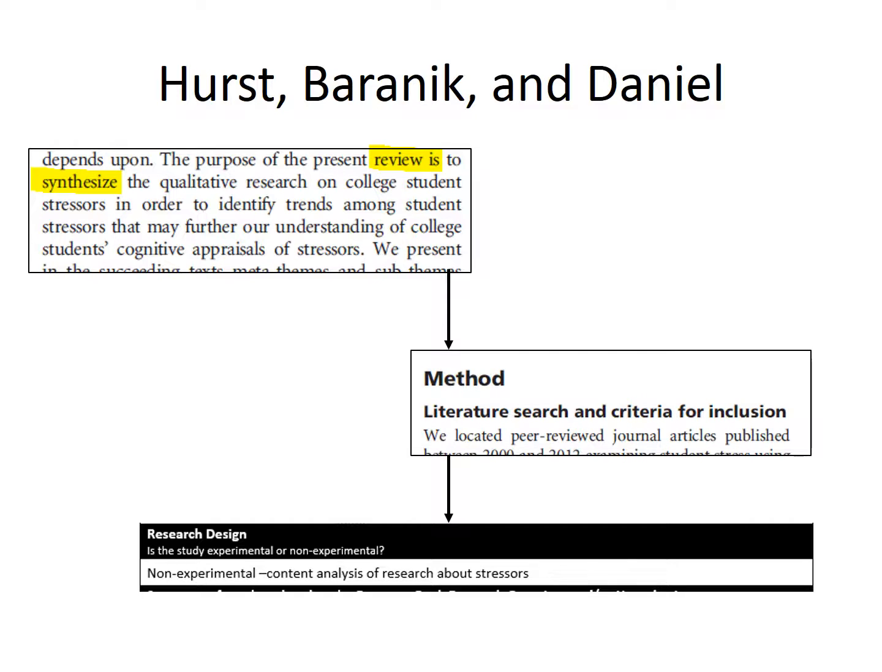When we looked at the variables in the Hurst article, we noted the article format was a little different, and the way the variables were operationalized was a little different. After looking at the variables, we know they didn't manipulate a variable, so that's all we need to know it's a non-experimental study. The key words in the purpose statements were review and synthesize. In this case, it can be helpful to note that the specific type of non-experimental study can help jog our memory later when we're compiling information from our notes.